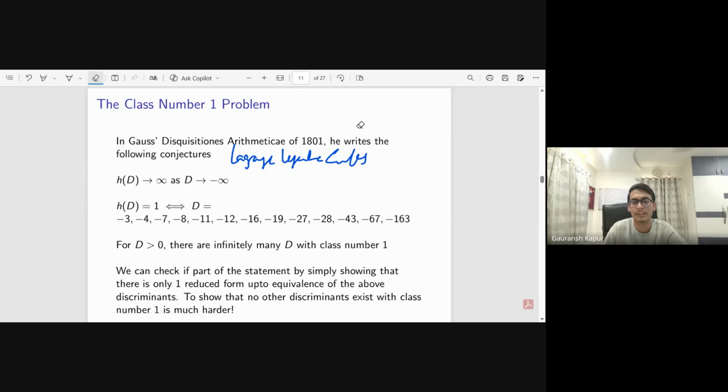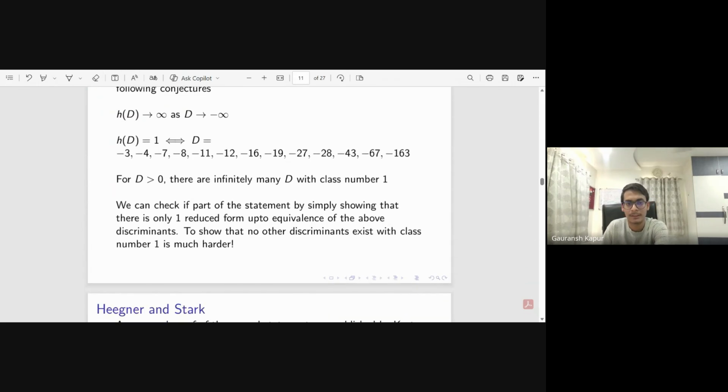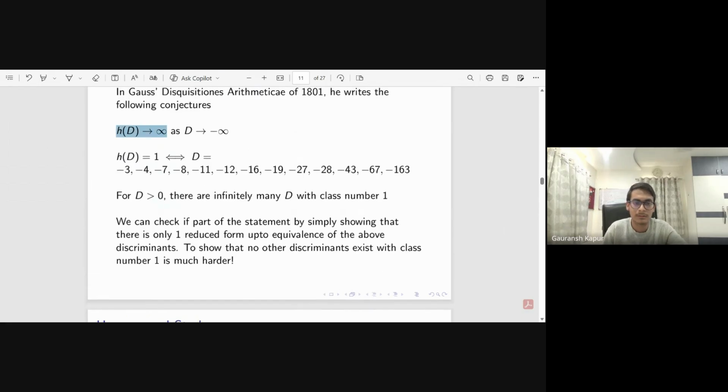So Gauss, in this book, which was basically his major book, wrote whatever he had done up until his mid 20s. And he made the following conjectures in this book. He wrote that H(D) goes to infinity as D goes to minus infinity.